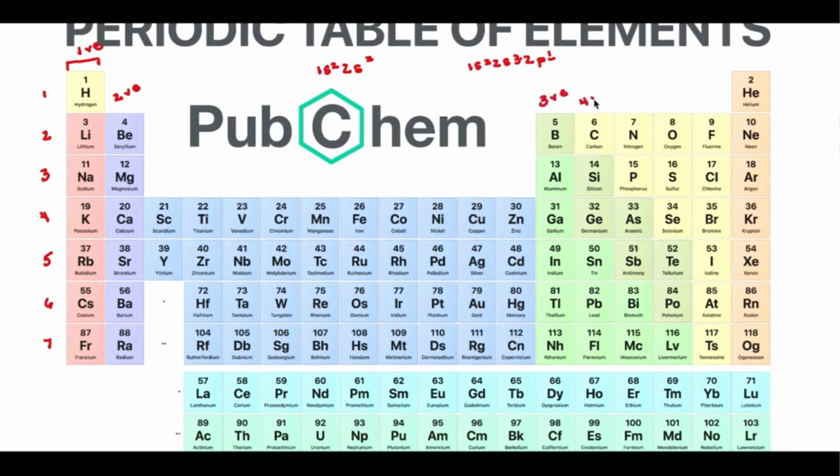As you move across, the number of valence electrons increases until you reach your noble gases. And we had already said your noble gases have 8 valence electrons. Okay, and remember, the goal of every atom is to achieve the electron configuration of a noble gas. Okay, so let's talk about how that can be done.